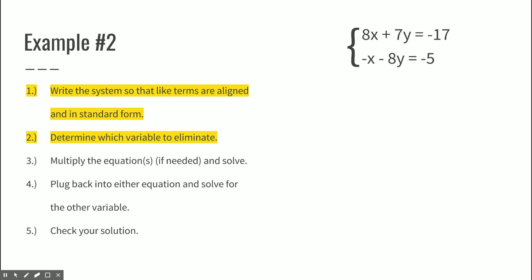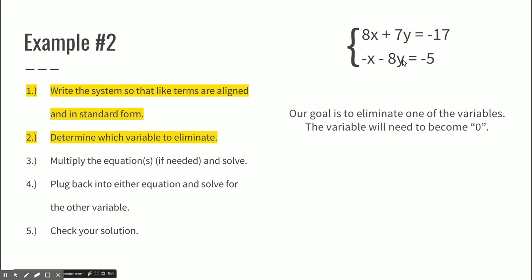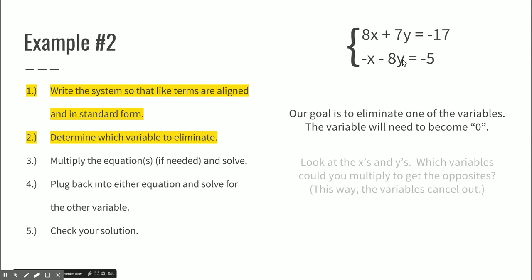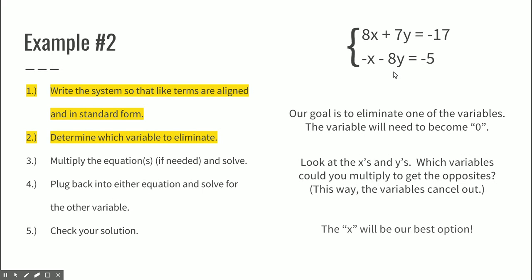Okay, let's go through another example. Now this time it's a little bit different. We've got one where you have to do some multiplying because this is an 8 and a -1. This is a 7 and a -8. They don't really line up. So again, we want one of those to become 0. So let's look at the x's and y's. Which variables could you multiply to get to the opposites? Now that doesn't mean you're multiplying both equations, you might just be multiplying 1 so that the variables will cancel out.